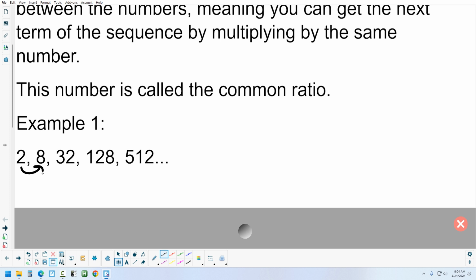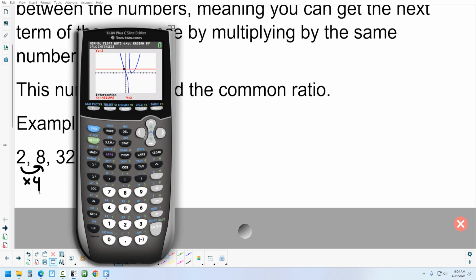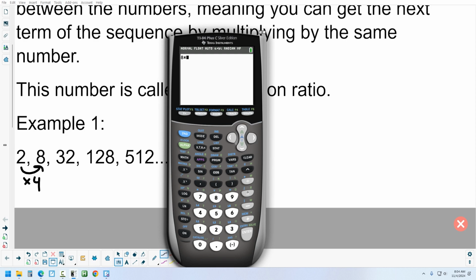What's another way you can get from 2 to 8 besides adding 6? Multiply. Yeah, what could you multiply by? 4. Okay, times 4. Let's check it and see if that's the pattern all the way down. So let's do 8 times 4. Yep, that gives me the next one. That's 32. Let's try times 4 again. 128 times 4 again, 512. Yep. So that's the pattern in this one. It's times 4 each time.